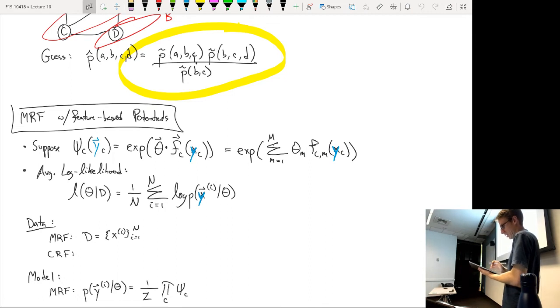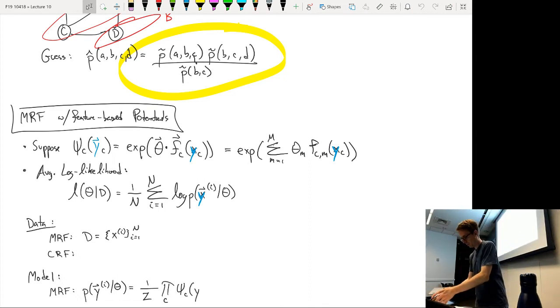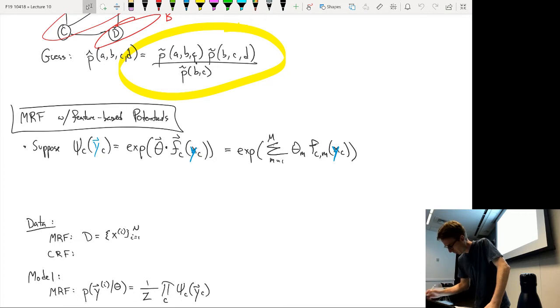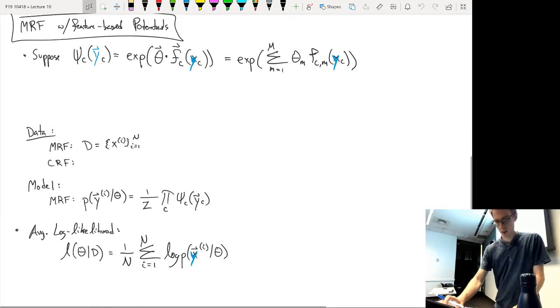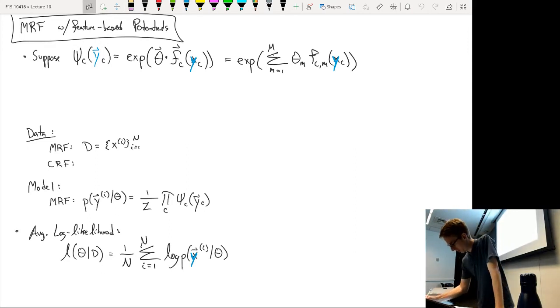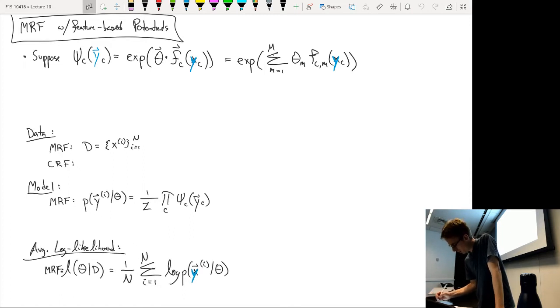And then here we can say that this average log likelihood is what we're going to work with for both the MRF and CRF. So for the MRF, it's exactly what we had already written. And then the last detail, so there's going to be more space here for the CRF, is just going to be the actual derivatives.